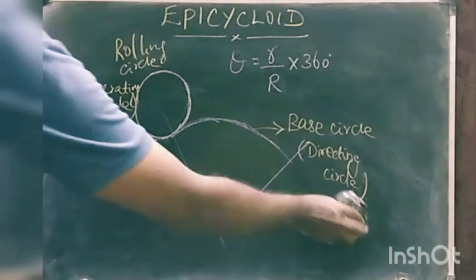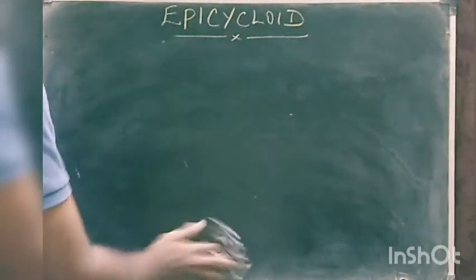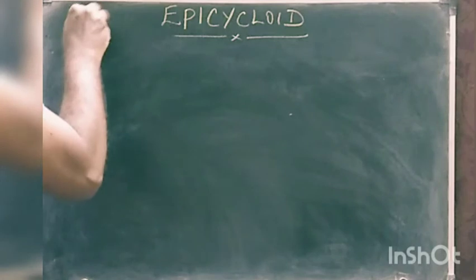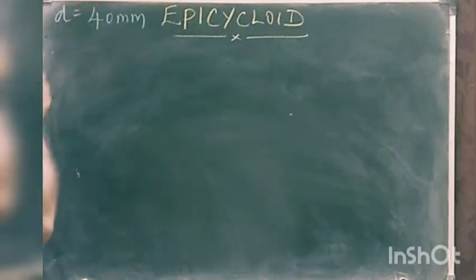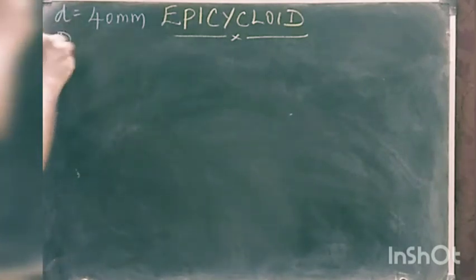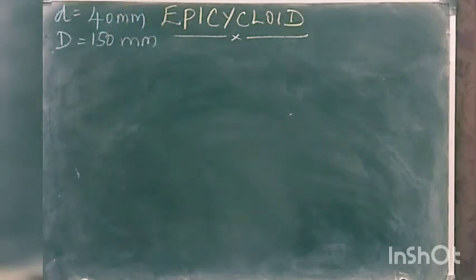Now I will go for the problem. This is the problem data we are going to have. Draw an epicycloid of a rolling circle of 40 mm diameter which rolls outside of another circle of 150 mm diameter. So this is 40 mm, the diameter of the rolling circle which rolls outside of another circle. The diameter of the base circle, capital D, is 150 mm. This is the given data in the problem.